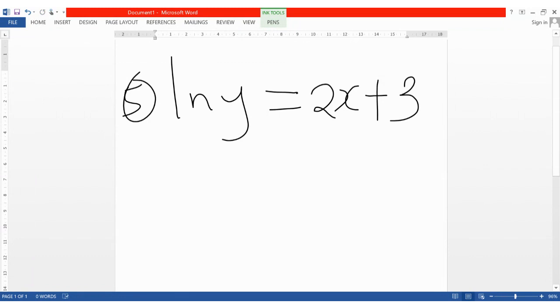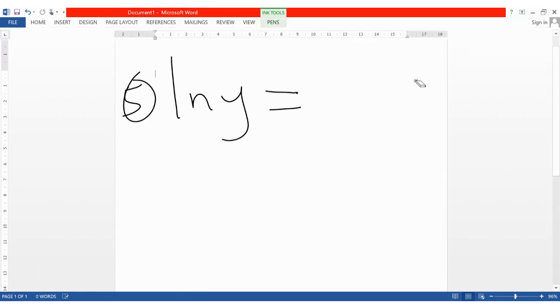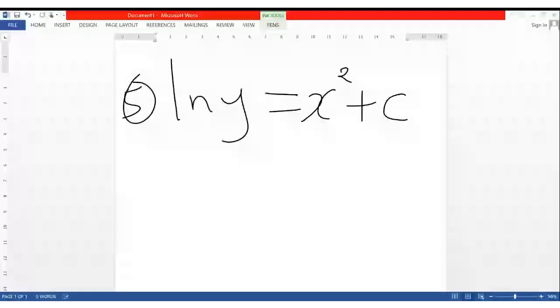No, because that one I'll not be able to use next week. Let me give you a better one. You will not be able to assist me. I'm going to use it next week. ln y equals x squared plus c. Give me the final one and then you call it a day.